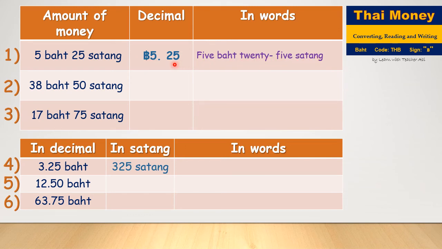So 5 baht, 25 satang. Remember, decimal point can be read as and, so you need to write and here. But since we are focusing on how to spell or write the words correctly, it's okay if you don't write and here. But as much as possible, let's practice writing and, because decimal point can be read as and. So this one is 5 baht and 25 satang.